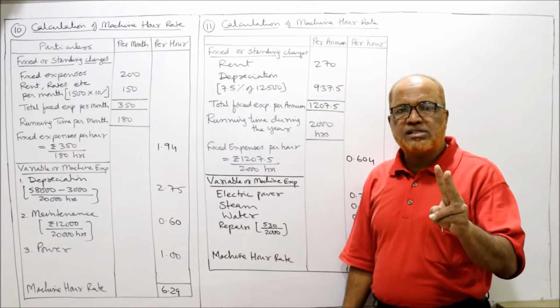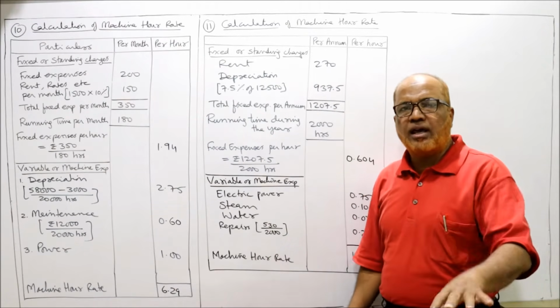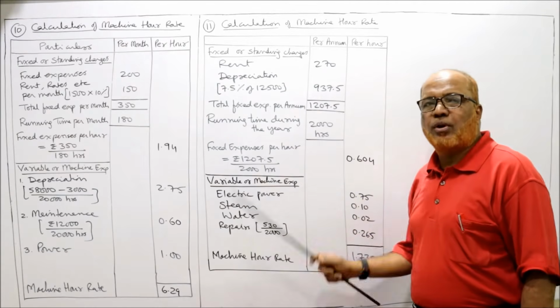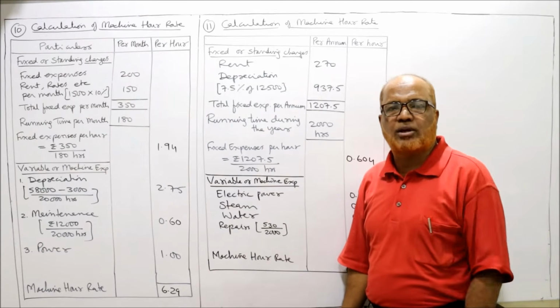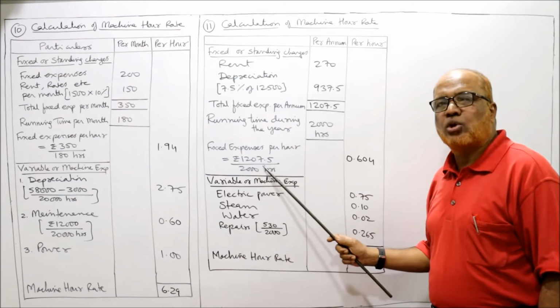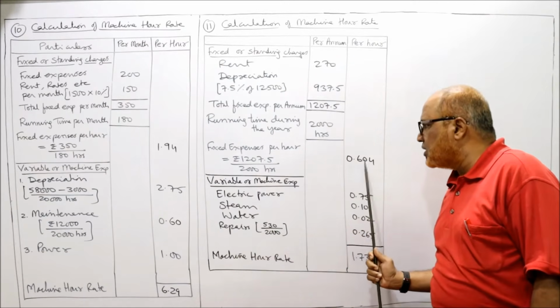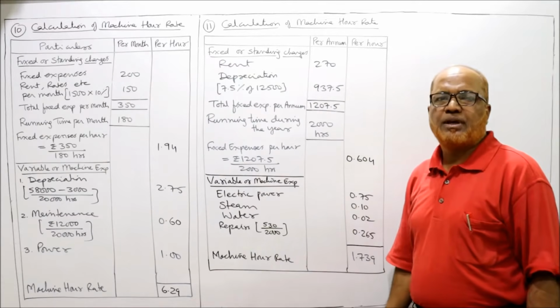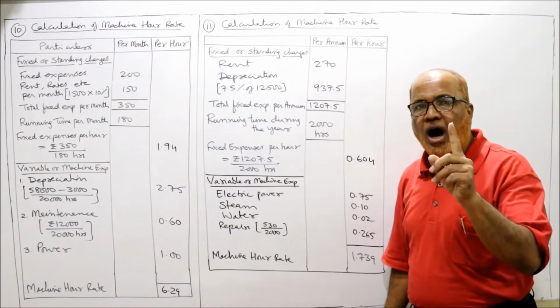So in one year the machine runs 2000 hours, and in one year 1207.5 is the fixed expenditure. Now how much will it be per hour? Fixed expenses per hour: 1207.5 divided by 2000, it comes to 0.604. This is the fixed expenses per hour.